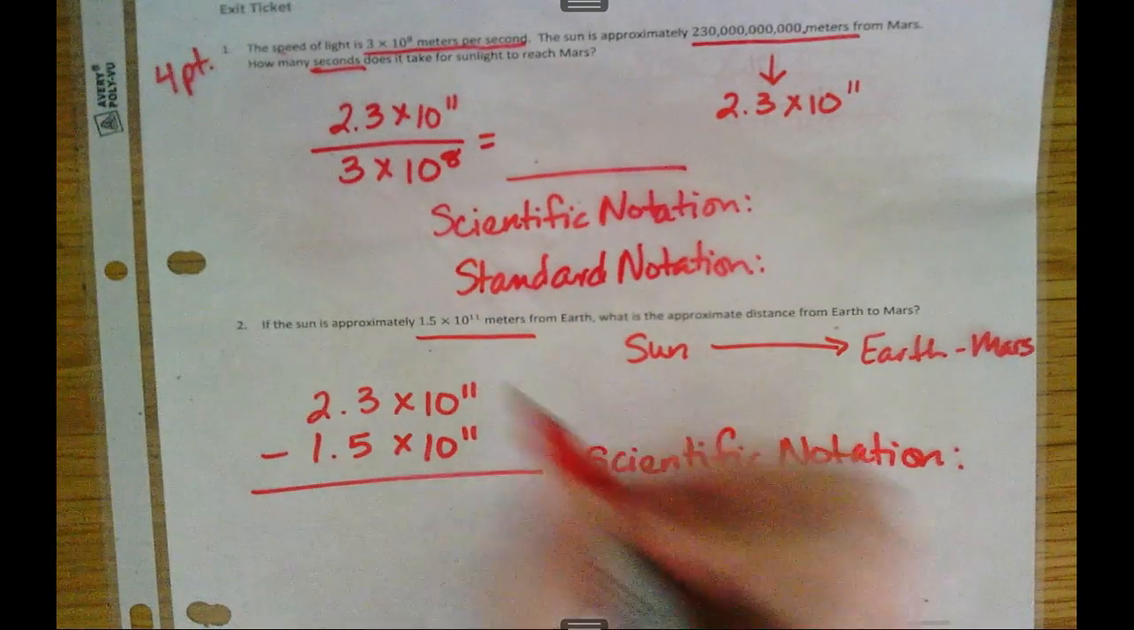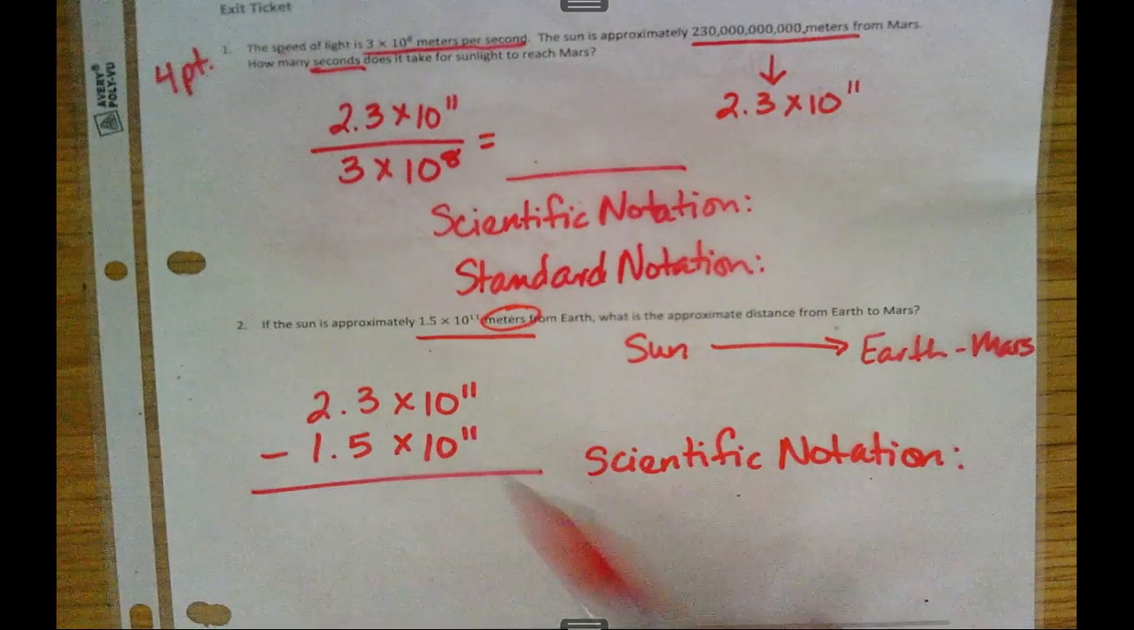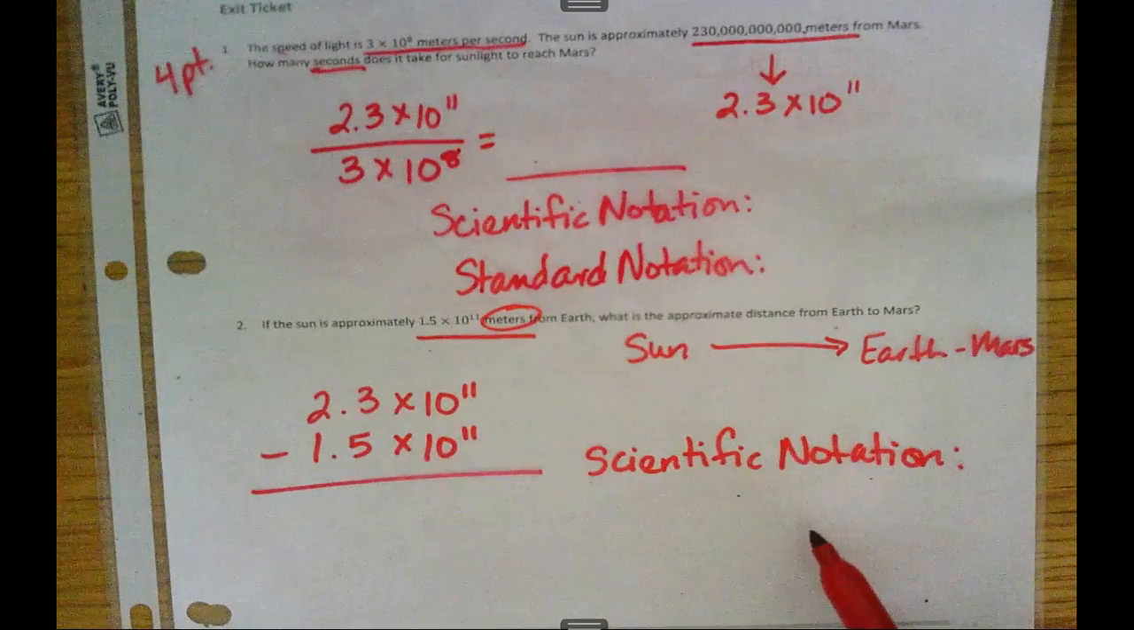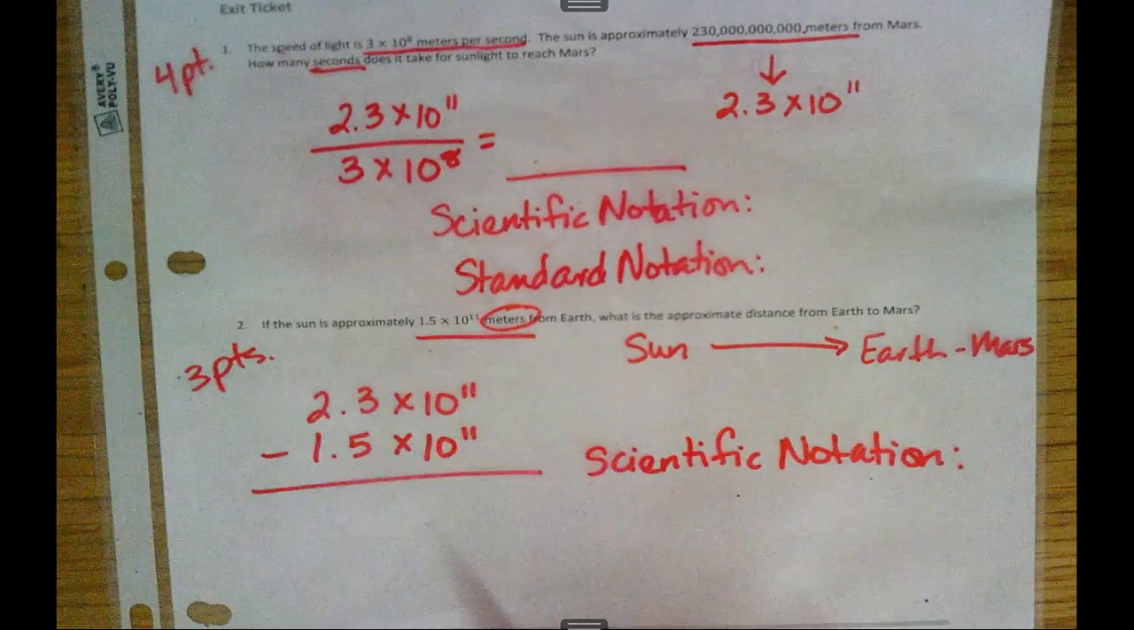And then you will have a label of meters on your answer. So this one will be worth 1 for the work, 1 for this answer, 1 for correct scientific notation with a label, which will make it worth 3 points.